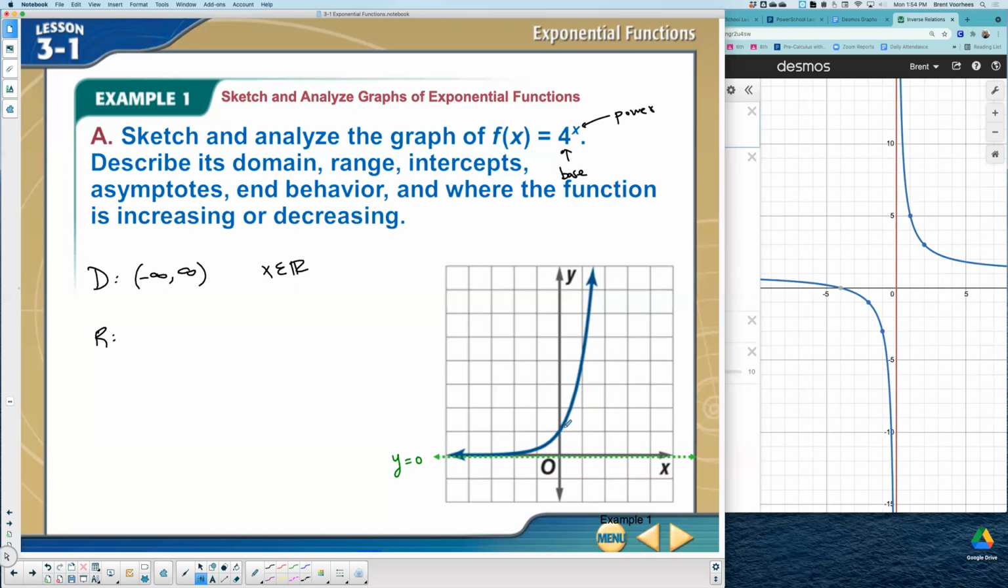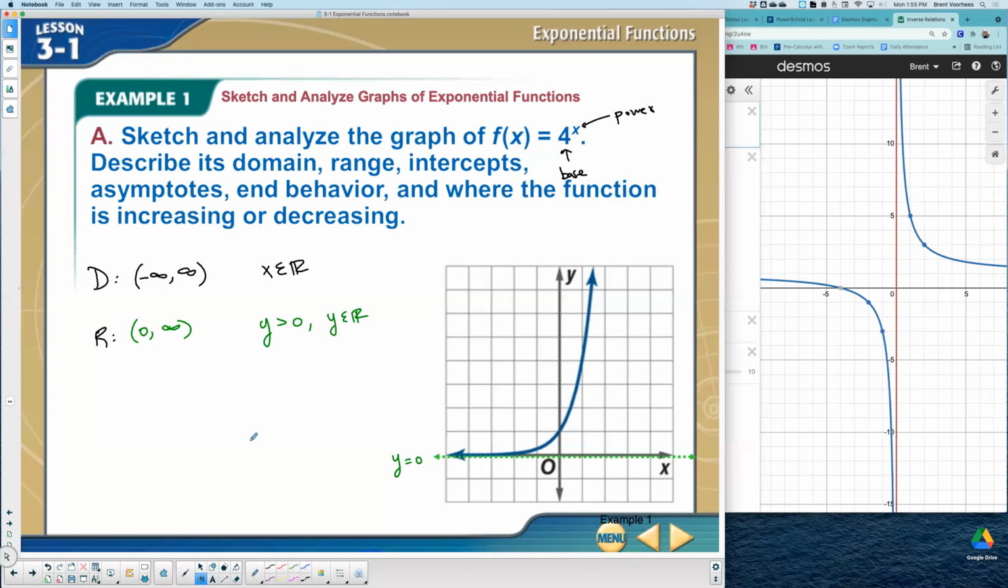So how low does this graph go? 0. Would you put that with a parenthesis or a bracket? Parentheses. So it goes as low as 0. How high does this graph go? Positive infinity. And another way of writing this is that y is greater than 0, not equal to, but greater than 0, while otherwise all real numbers. So all real numbers that are greater than 0.